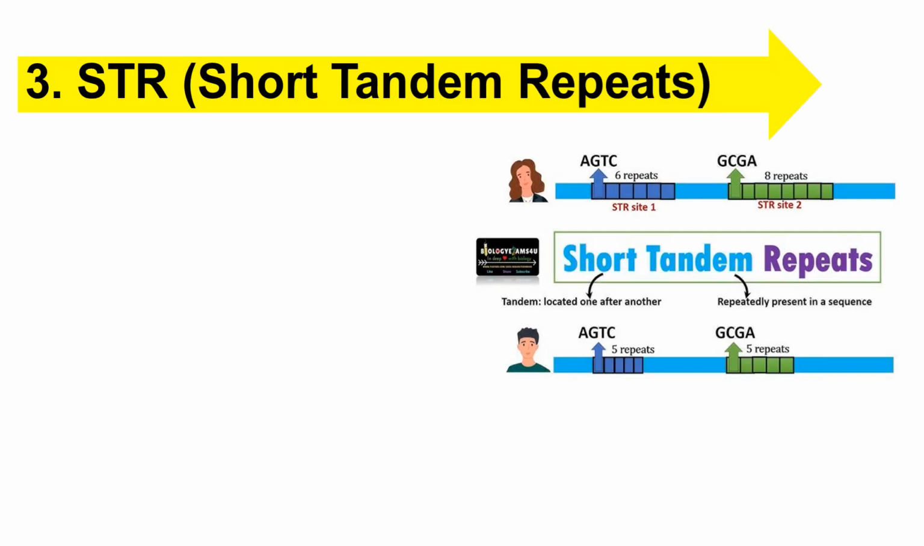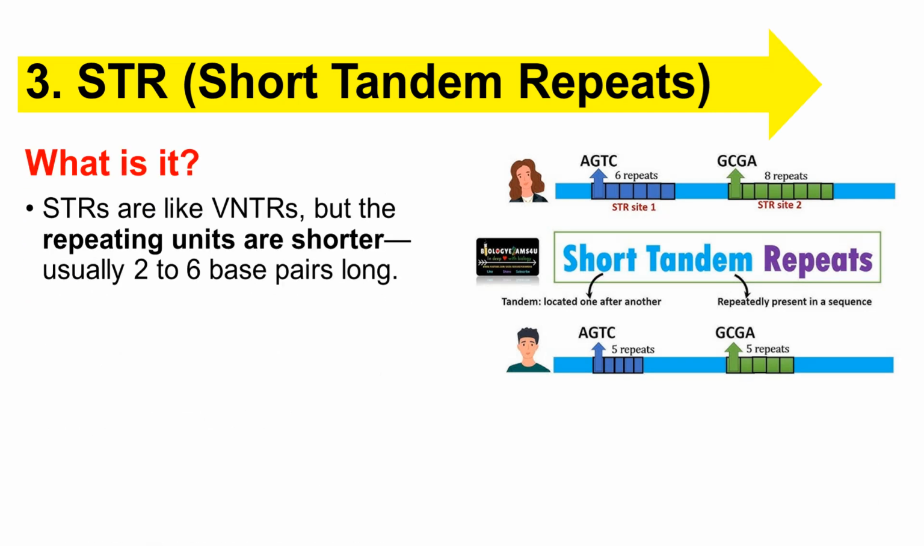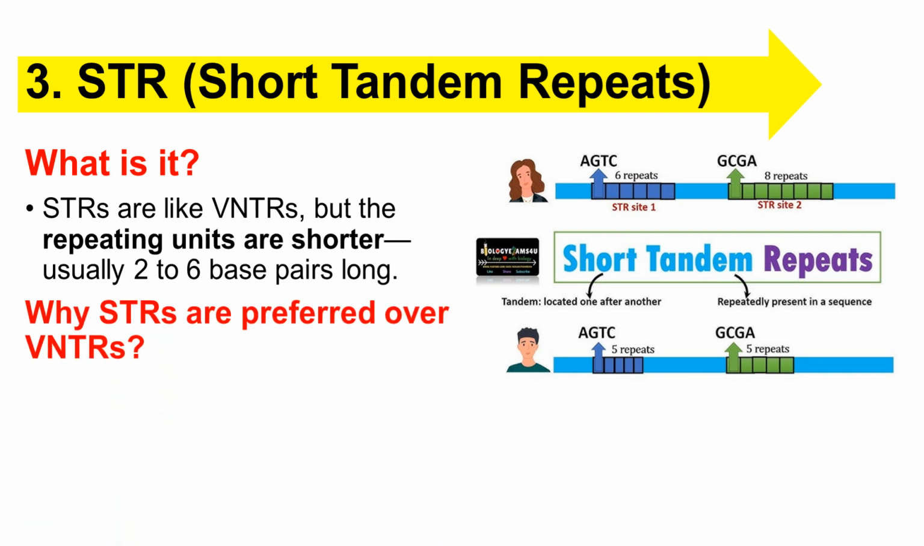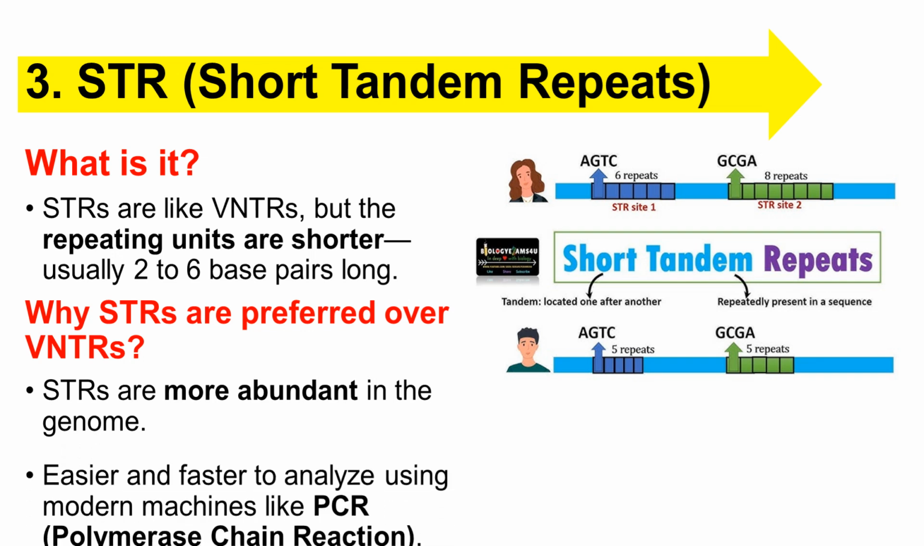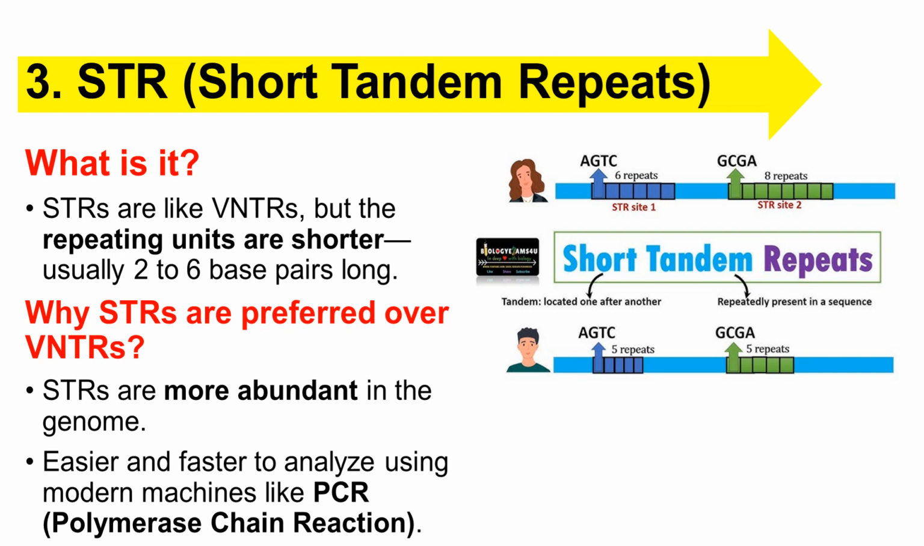3. STR, Short Tandem Repeats. What is it? STRs are like VNTRs, but the repeating units are shorter, usually 2 to 6 base pairs long. Why are STRs preferred over VNTRs? STRs are more abundant in the genome. Easier and faster to analyze using modern methods like PCR, polymerase chain reaction.